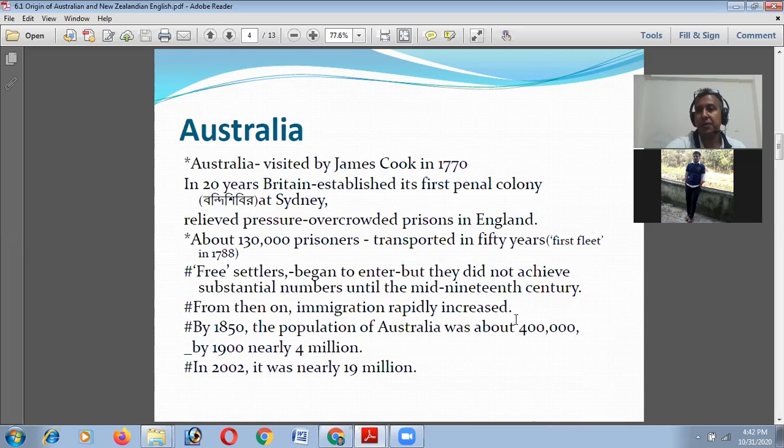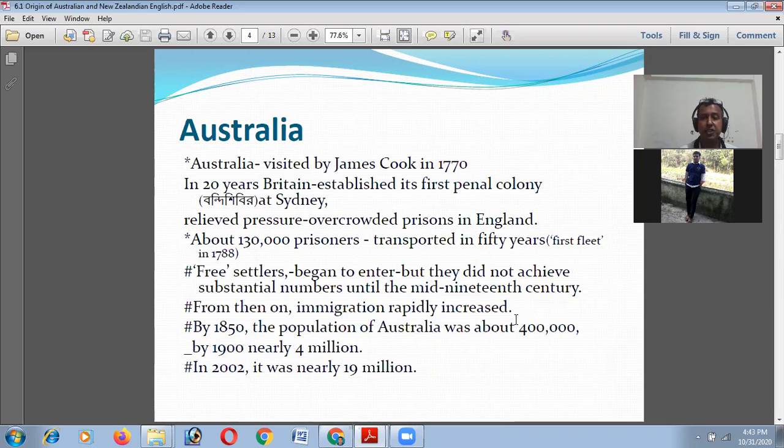However, apart from the prisoners, some other free settlers from Britain also went to Australia, but they were less in number. Their number increased up to the mid-19th century. From then on, immigration rapidly increased. So after the mid-19th century, immigration in Australia increased. By 1850, the population of Australia was about 4 lakhs. By 1900, nearly 4 million. And in 2002, it was nearly 19 million.